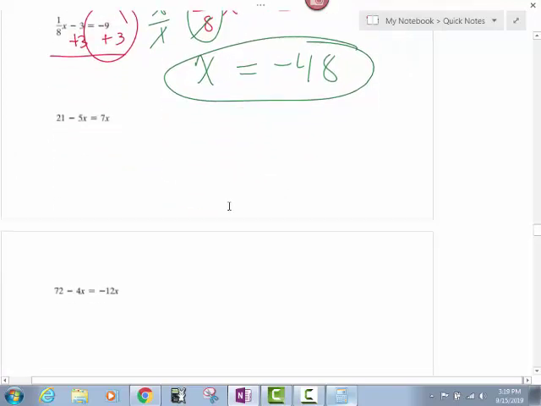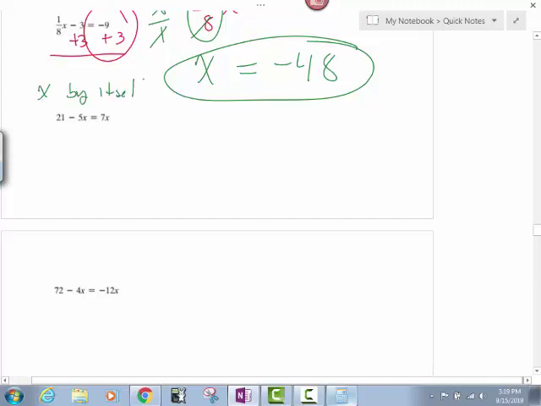Okay, going on to the next problem, we have 21 minus 5x equals 7x. If I look at the left side here, I can't combine the 21 and the 5x together. But remember what we're trying to do. We're trying to get the x by itself, right? So I want to get all the x's on the same side. Since I already have an x here and I don't have any other numbers, I want to move all the x's this way. So let's go ahead and add 5x to both sides.